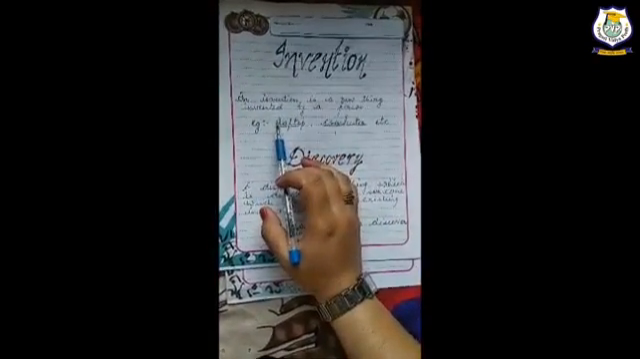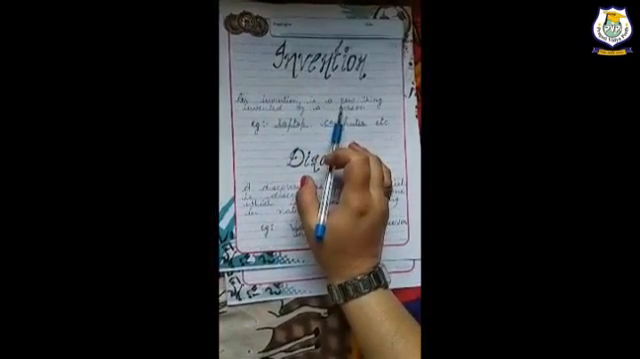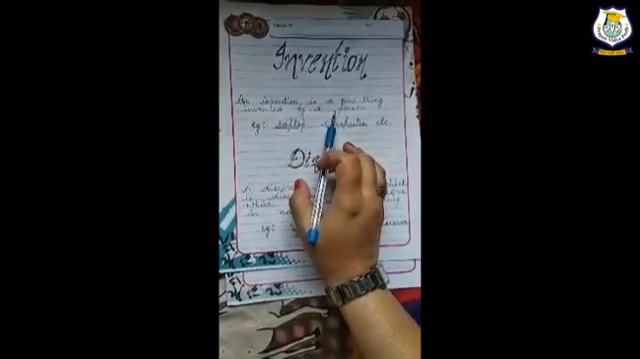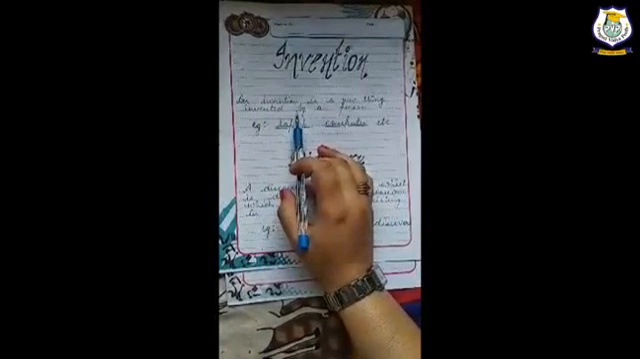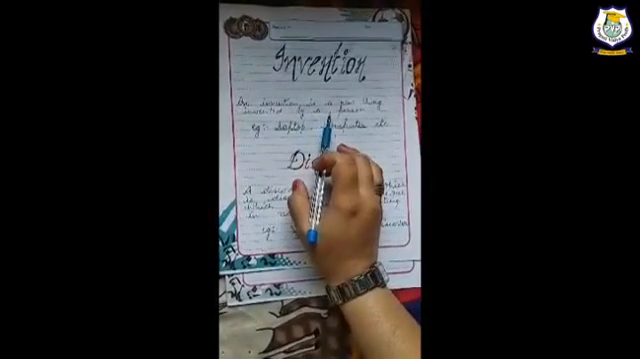First, invention. An invention is a new thing invented by a person. I repeat, an invention is a new thing invented by a person.